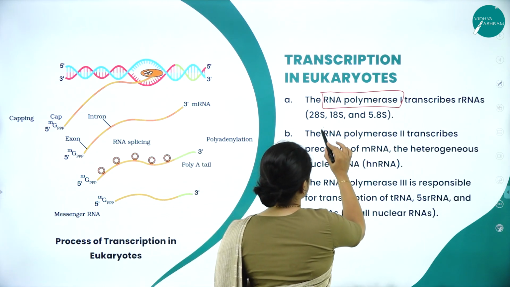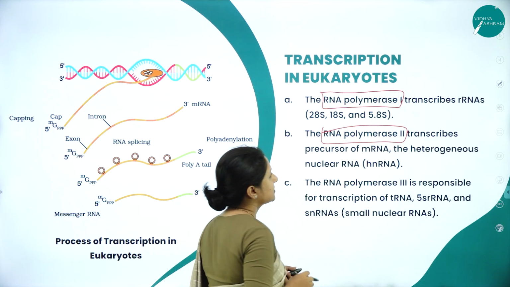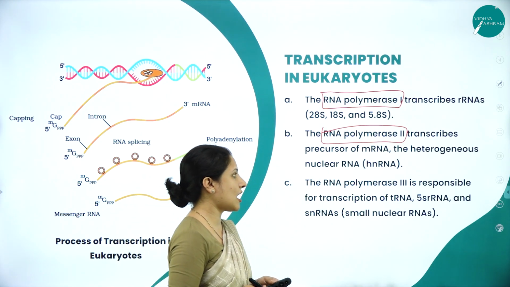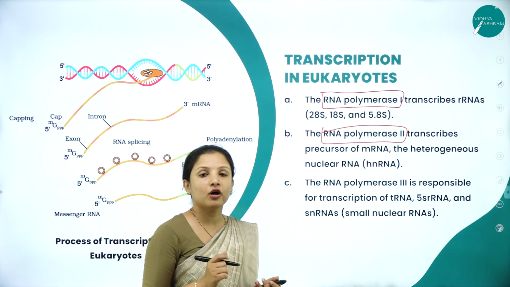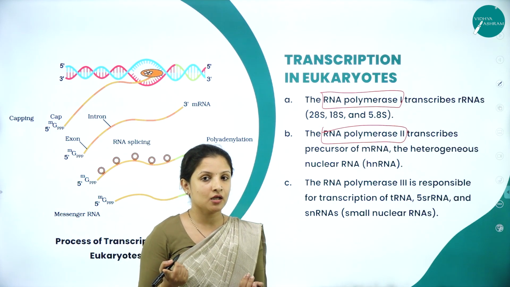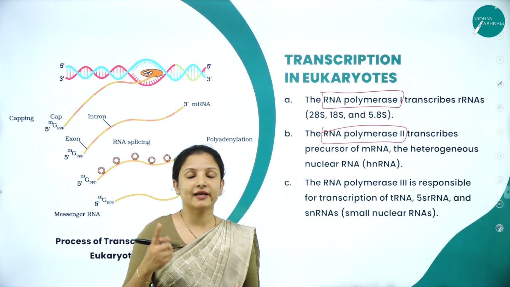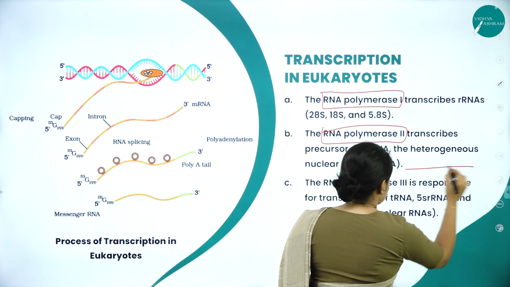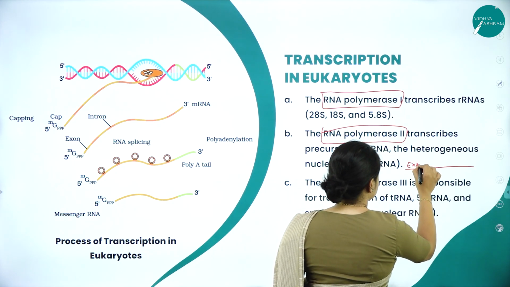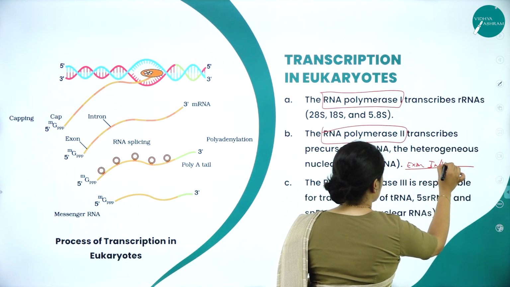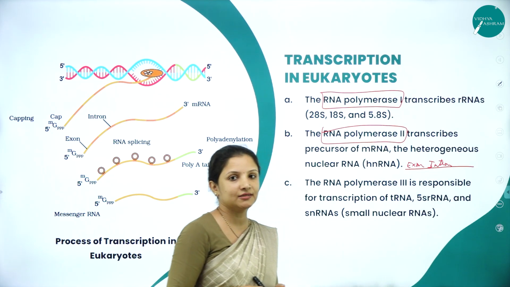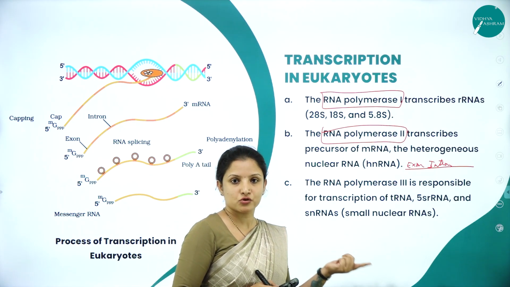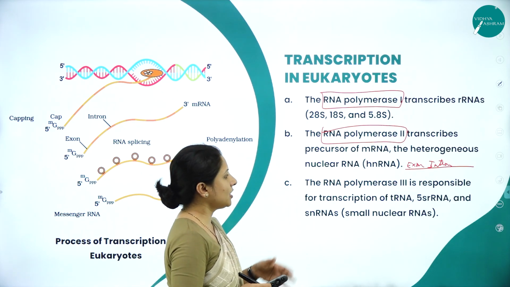RNA polymerase 2 transcribes the precursor of mRNA, that is the heterogeneous nuclear RNA, or hnRNA. Why do we call it heterogeneous RNA? Because it contains both exon and intron, that is the coding and the non-coding. It contains 2 different types of sequences, one which codes and another which does not code. That is why. And then the RNA polymerase 3.